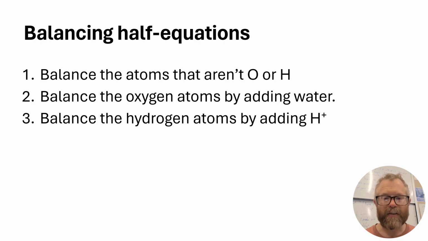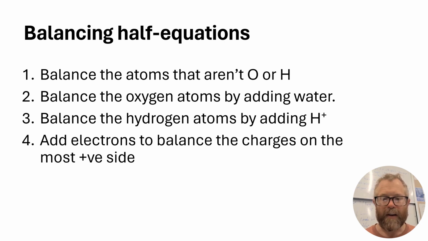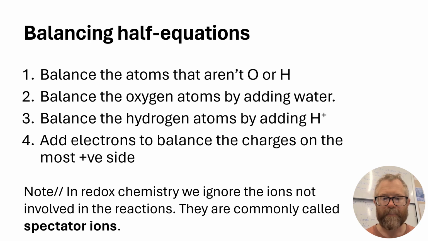It's important that you include this plus because it's going to have an effect on the next bit, where we've got to balance our charges. This is what we didn't really have last year, but now we're going to have charges, and we add electrons to the side that is more positive so that we have the same charge on each side. In redox chemistry, there are often other things in solution that aren't involved in doing anything. They're just hanging out there, kind of like spectating, watching what's going on. So these are commonly called spectator ions.